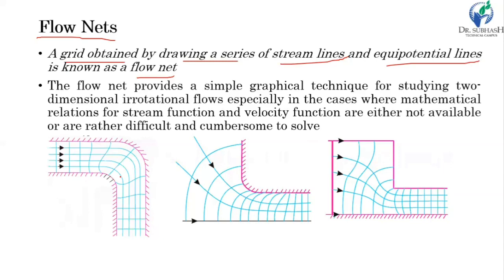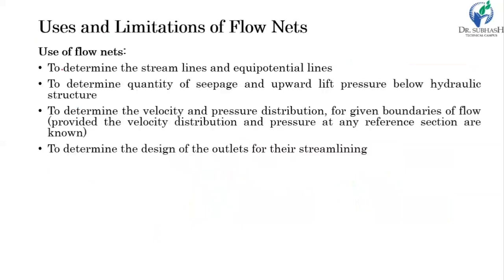Now let's see the use and limitation of the flow net. If we think about the application or the use of flow net, then it is used to determine the streamline and equipotential line. It is also used to determine the quantity of seepage and upward lift pressure below the hydraulic structure. So in this way, we can consider the upward lift pressure for a particular hydraulic structure. It is also used to determine the velocity and pressure distribution for given boundaries of the flow. So it will provide us the distribution of the velocity as well as pressure.